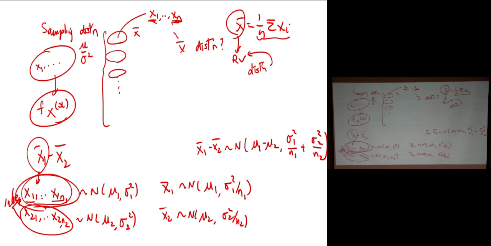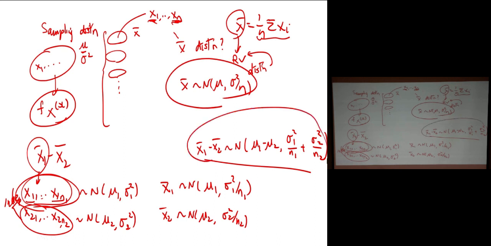Now, all this, and also this one, assume that x1, x2, up to xn is a random sample taken from a normal distribution. All right? Then naturally you ask, so what happens if the population does not follow a normal distribution? All right?